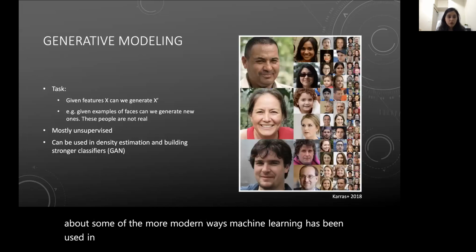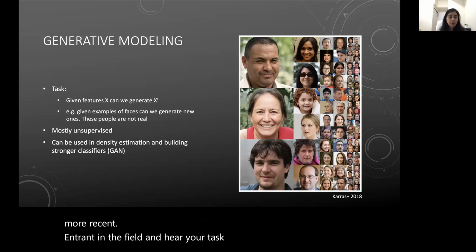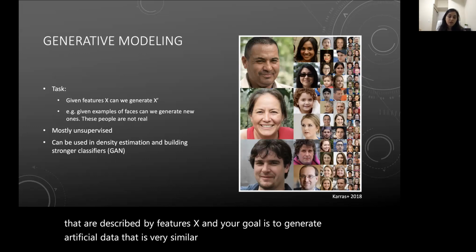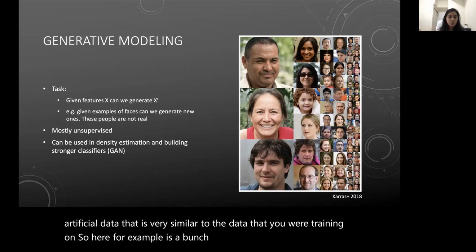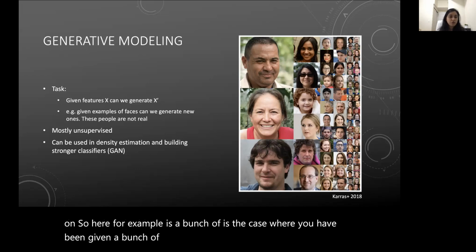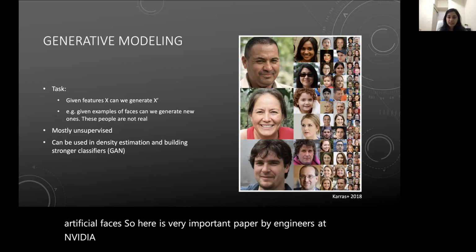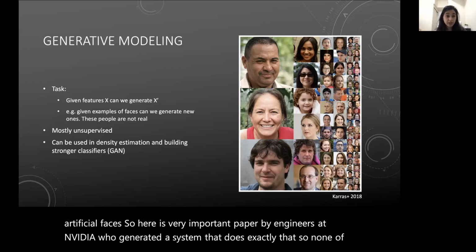Generative modeling has been a more recent entrant in the field, and here your task is that I have given you data described by features X, and your goal is to generate artificial data that is very similar to the data you were training on. Here, for example, you've been given a bunch of human faces and your goal is to generate artificial faces. Here is a very important paper by engineers at NVIDIA who built a system that does exactly that. None of the faces you're seeing here are real.